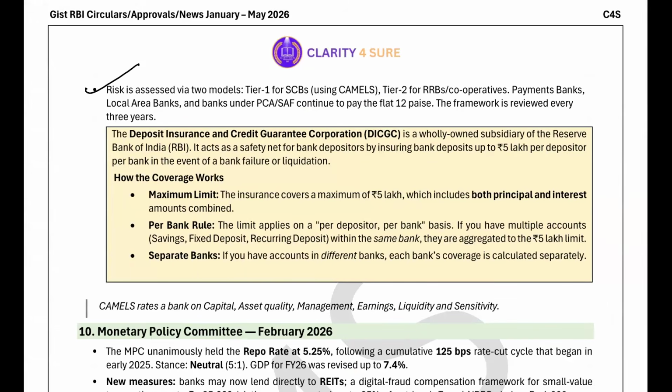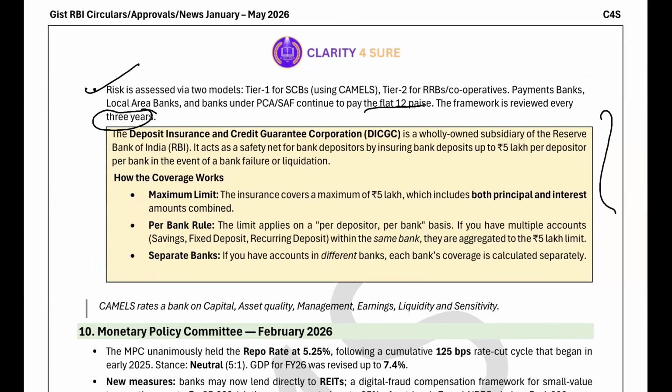The risk is assessed via models. Tier 1 is for scheduled commercial banks using CAMELS. Tier 2 is for regional rural banks, cooperatives, payment banks, local area banks, and banks under PCA and SAF, which continue to pay the flat 12 paise. But the discount has been given to the grade 1 bank, that is the grade A bank using CAMELS. Okay? The framework is reviewed every 3 years. It will be getting reviewed every 3 years.